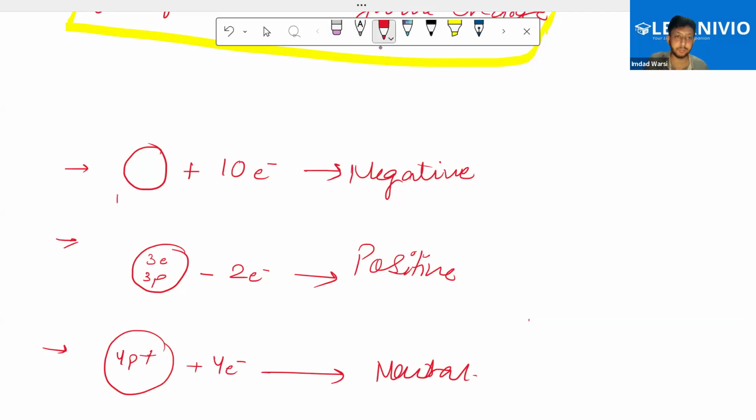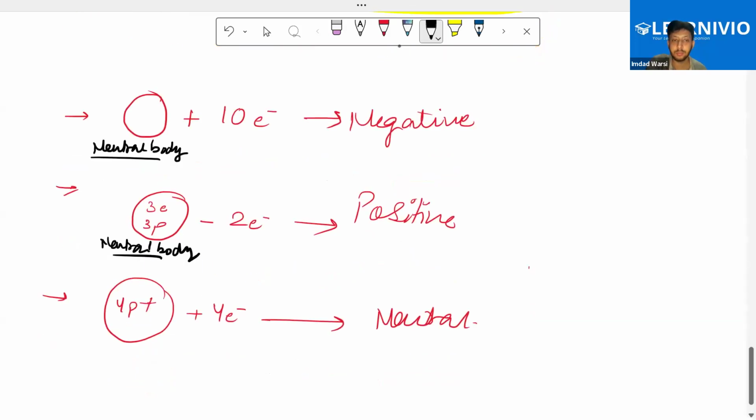Write body. Don't write body, write neutral body. Right here. This is a neutral body. And this is also a neutral body. See, here no charge is there, so neutral body. Here electron is equal to proton, so neutral body. And what kind of body will this be? That will be a positive body. Very good.